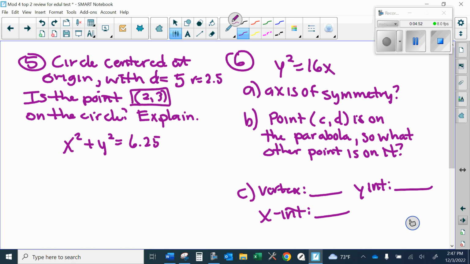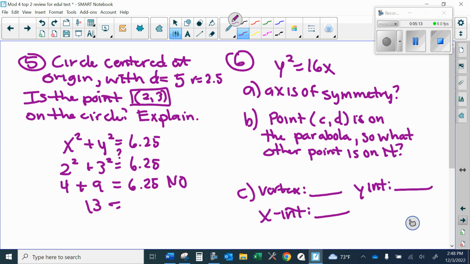I mean, all I can do is plug that in. 2 for the x, 3 for the y. Is that true? So that's 4 plus 9. Does that equal 6.25? No.